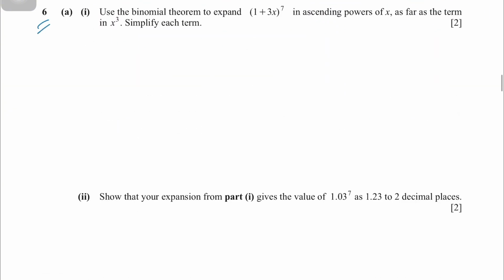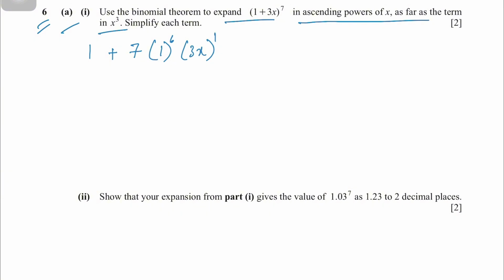Moving on to question 6, part a, part 1: using the binomial theorem, expand this in ascending powers of x as far as the term in x cubed. So it needs the terms up to x cubed. It's a pretty simple question. This is our first term, and our next term would be 7c1, that is 7, 1 to the power 6. I won't write it again and again, because 1 to the power of anything is 1.